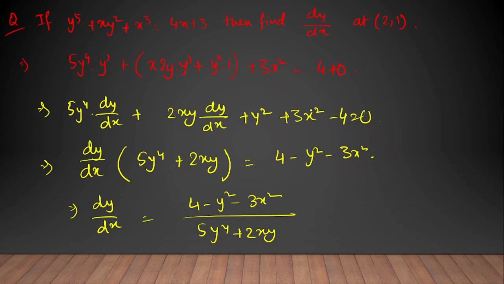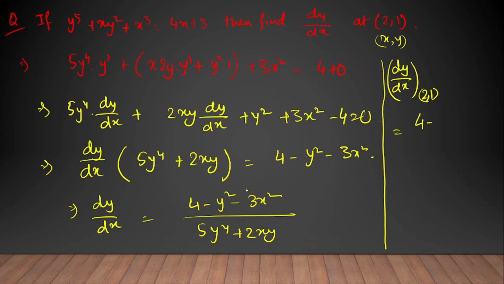Now we have to find dy/dx at the point (2, 1), where x equals 2 and y equals 1. So the numerator is 4 minus the value of y, which is 1 square, minus 3 times the value of x, which is 2 square, that is 4 into 3, which equals 12, giving minus 12 in total.